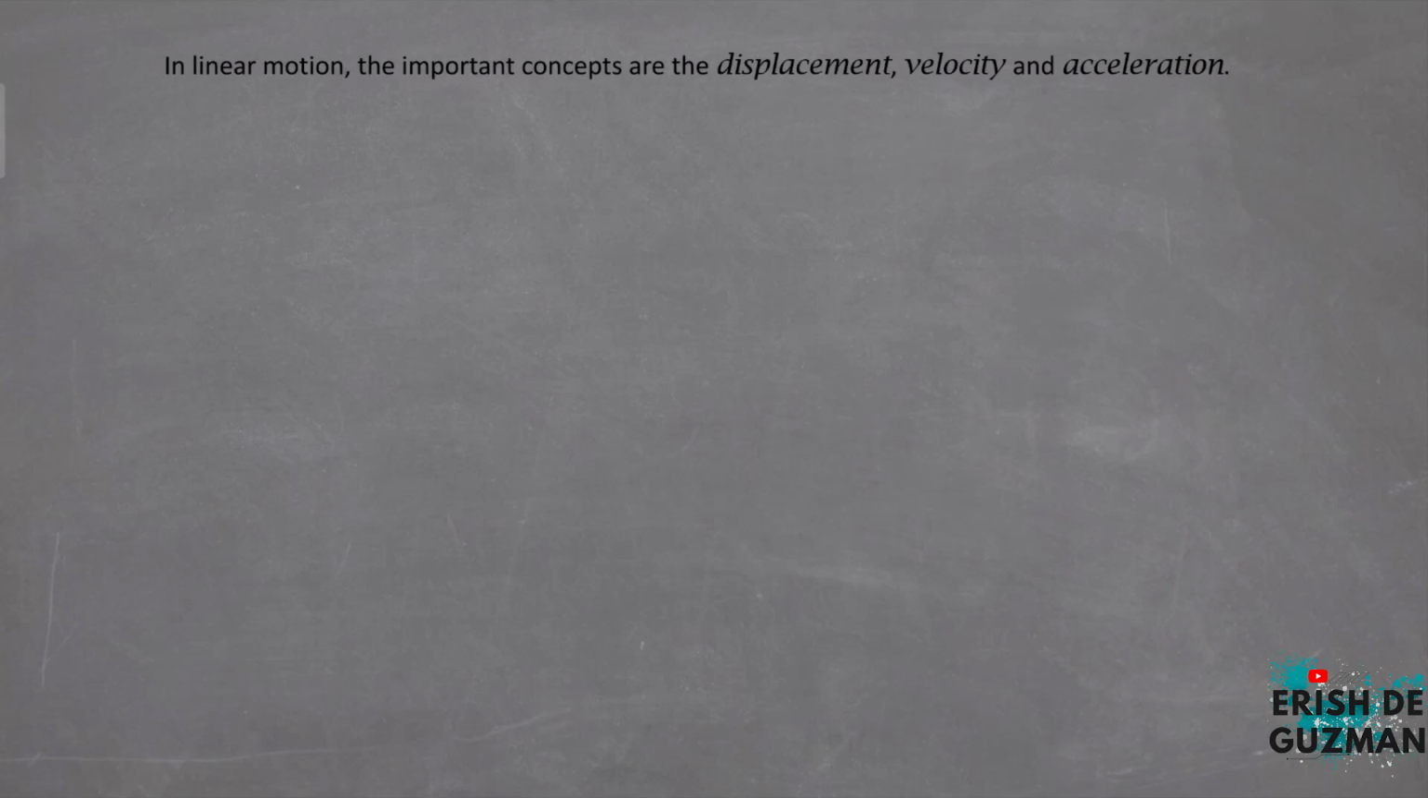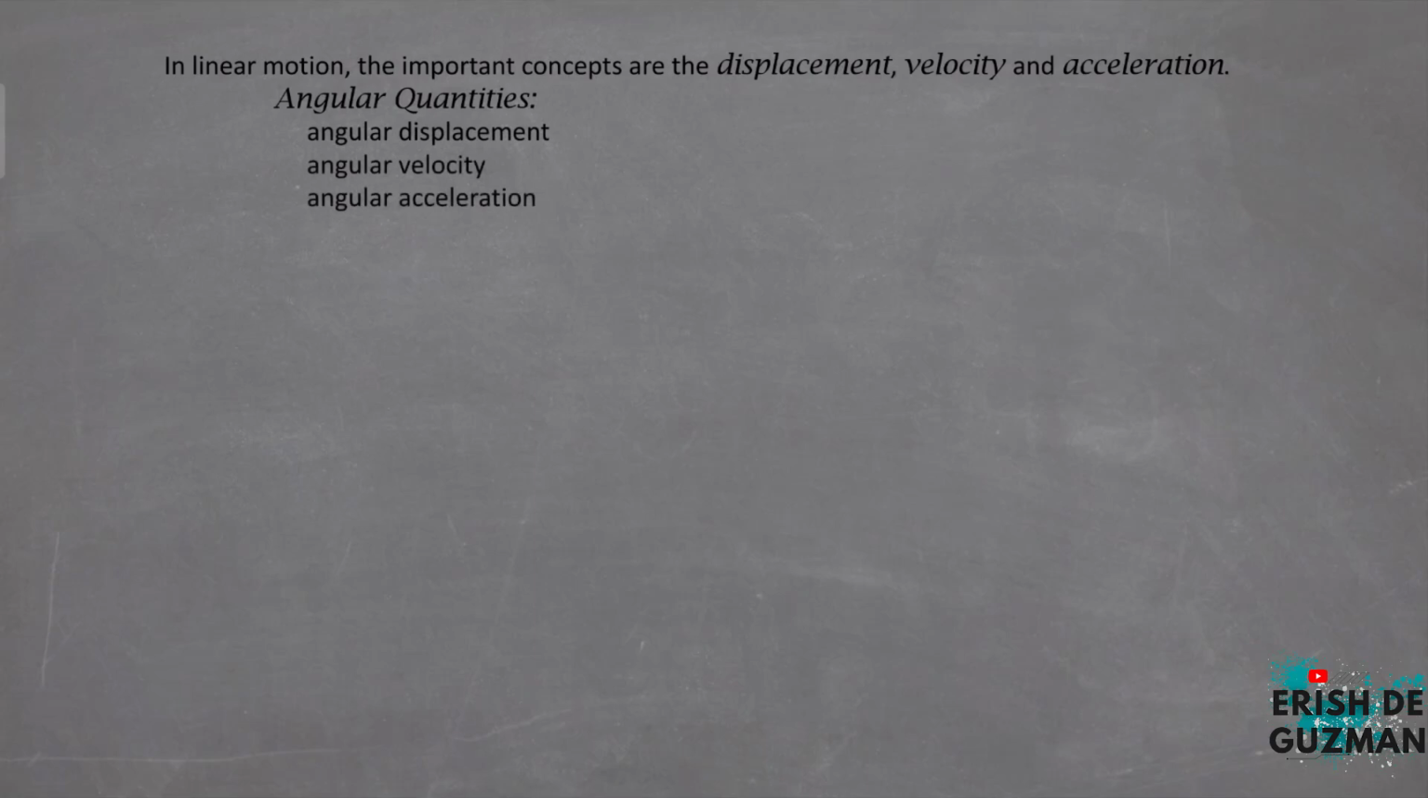In the study of translational motion or linear motion, the most important concepts are displacement, velocity, and acceleration. All of these concepts have their counterparts in rotational motion, which we call the angular quantities: angular displacement, angular velocity, and angular acceleration. The unit of angular measurement is the radian, and this radian is essential to deeply understand the concepts of the angular quantities.